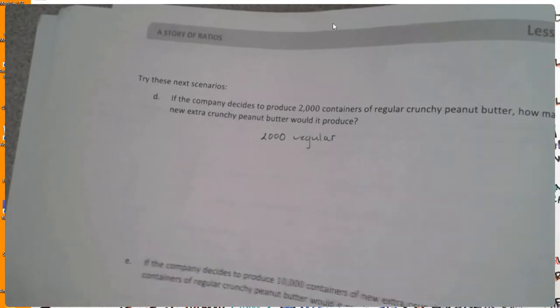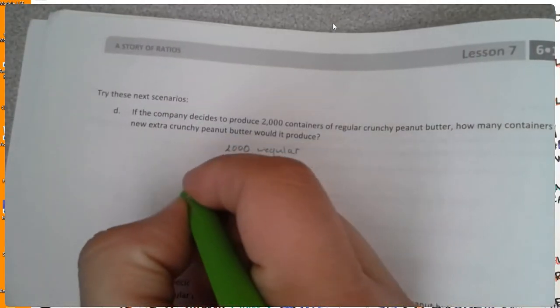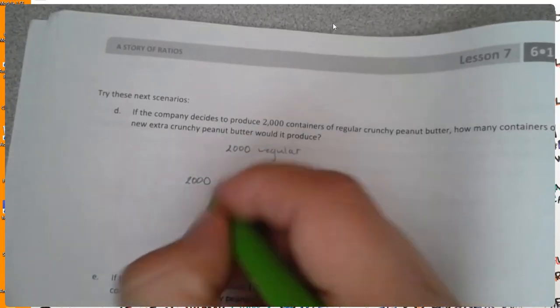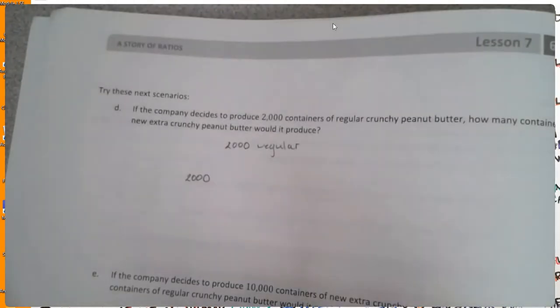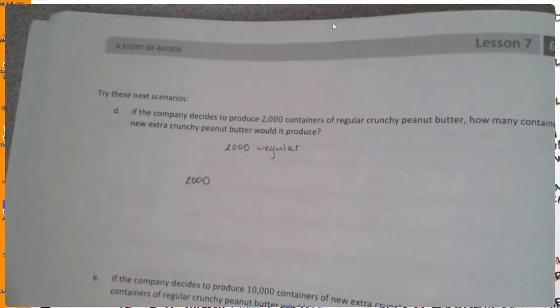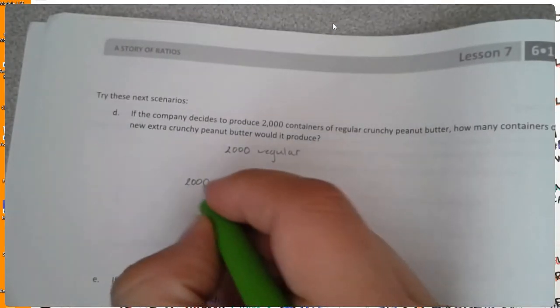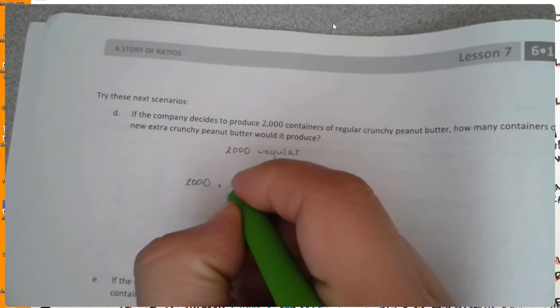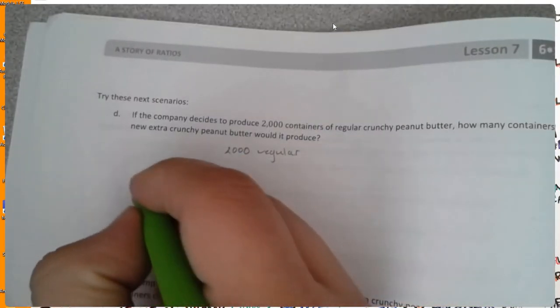So, if 2,000 regular is what we're looking at, then we know that 2,000 regular is going to be 4/5 of the original. Or sorry, not the original, the new. But we don't have the new amount to find out what 2,000 is. So instead we use our other comparison. We know that 2,000 multiplied by 5/4 will tell us how much of the new peanut butter we need.